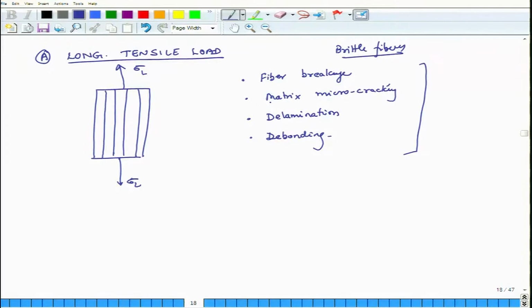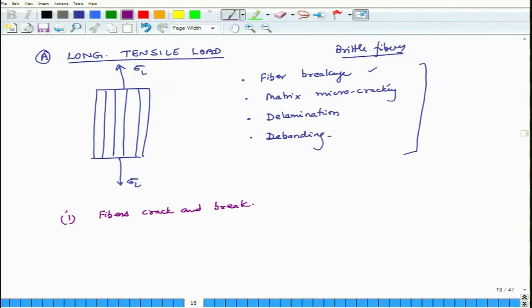There are different modes of failure. In some mode you may have fiber breakage only, in another mode you may have matrix micro cracking and delamination and so on and so forth. But when you look at this, there are 3 or 4 important modes of failure. So, let us look at the first mode. What is happening here? Fibers crack and break. Okay. So, this is a simple mode of failure.